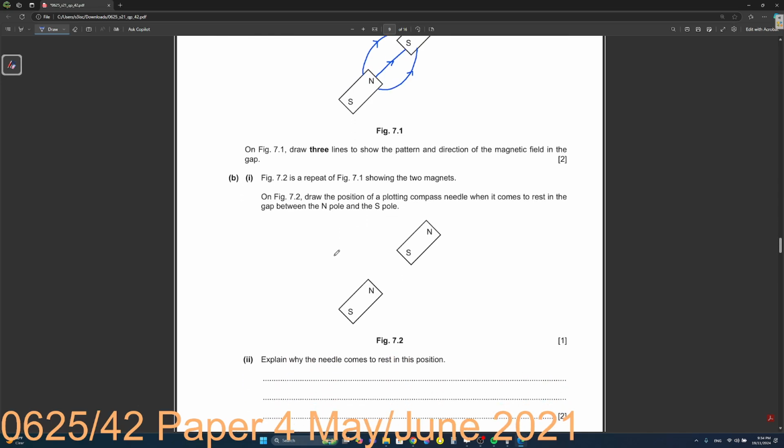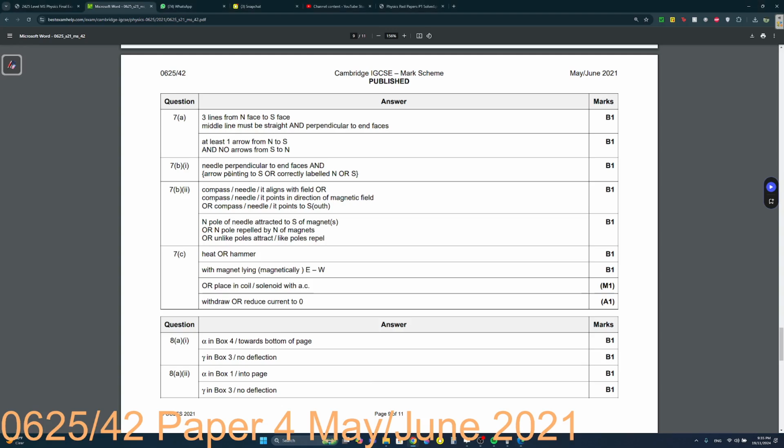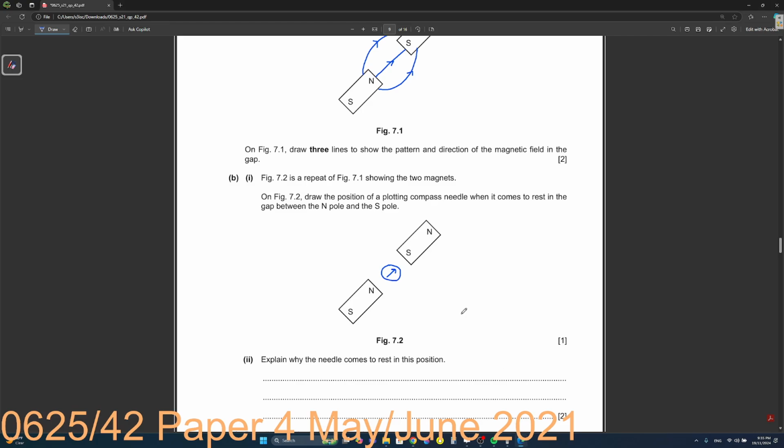Figure 7.2 is a repeat of Figure 7.1 showing the two magnets. On Figure 7.2, draw the position of a plotting compass needle when it comes to rest in the gap between the N pole and the S pole. In between the N and S pole, we have a plotting compass. It's always going to point in the direction of the force on the North Pole. Since the force is going like this, where is it going to point? Like this. So it should be pointing, let's see, needle perpendicular to end faces and pointing to S. Okay, there you go.